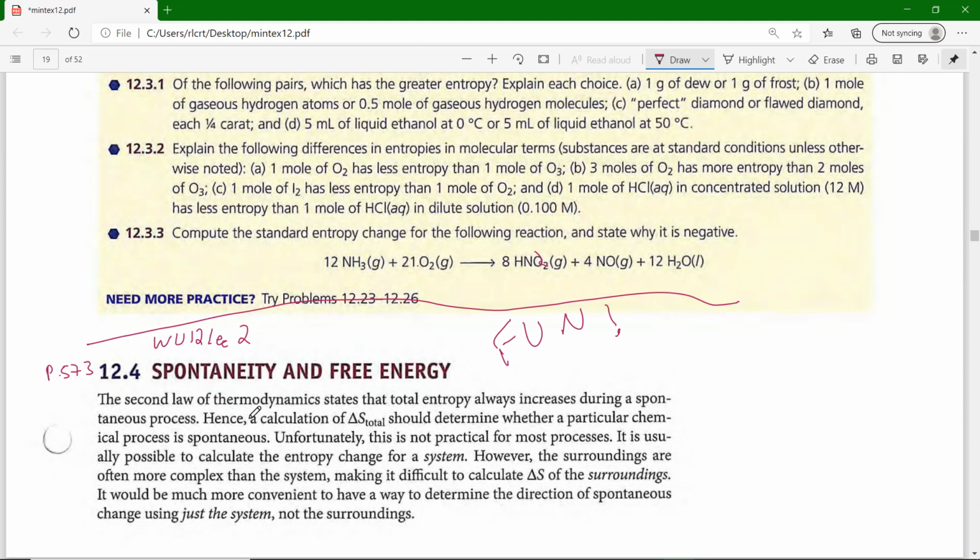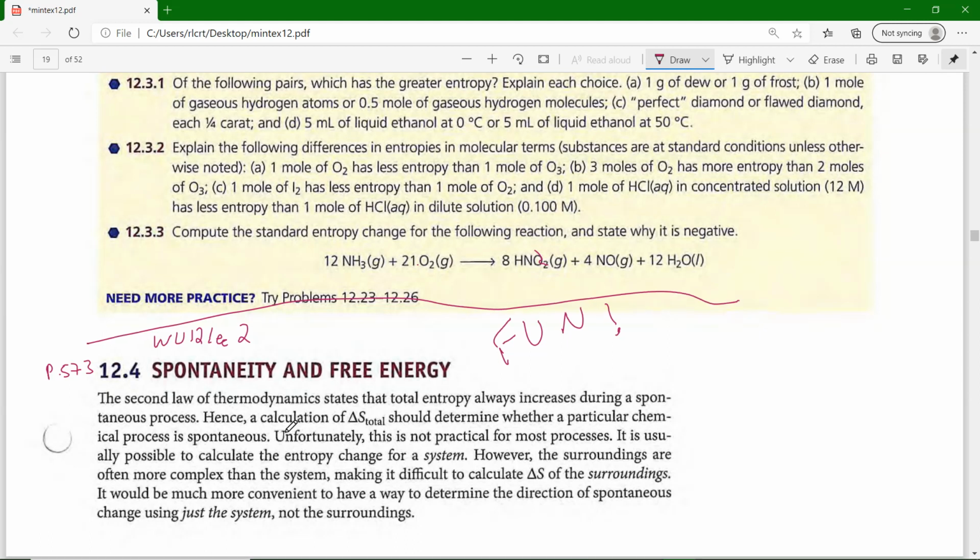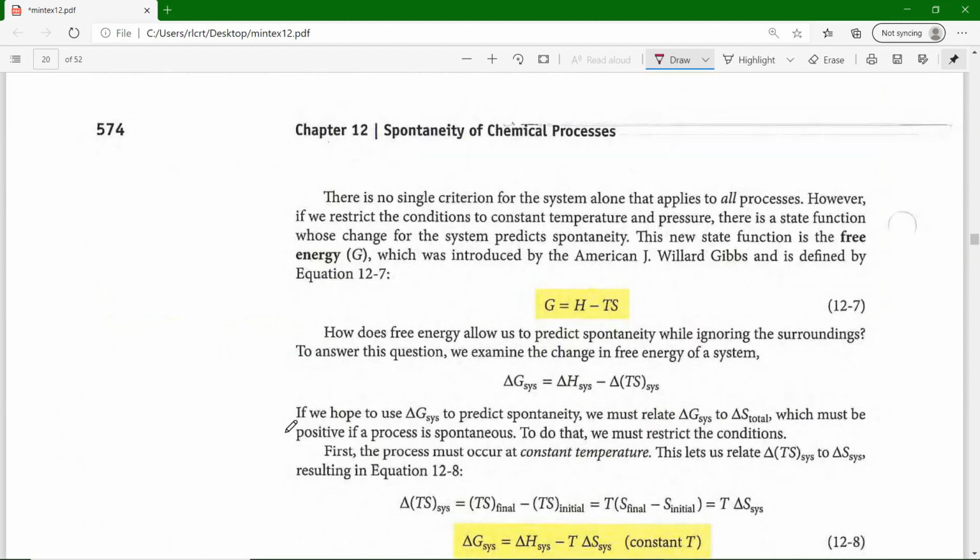And we saw that the second law of thermodynamics said that if a process is spontaneous, delta S of the universe is going to increase. But getting both the system and surrounding entropy changes is not practical. Focusing on the system is easier, since the surroundings are often more complex. So it's more convenient to determine if a process is spontaneous by just focusing on the system, and to do that, we introduce a function that relates to both enthalpy and entropy.